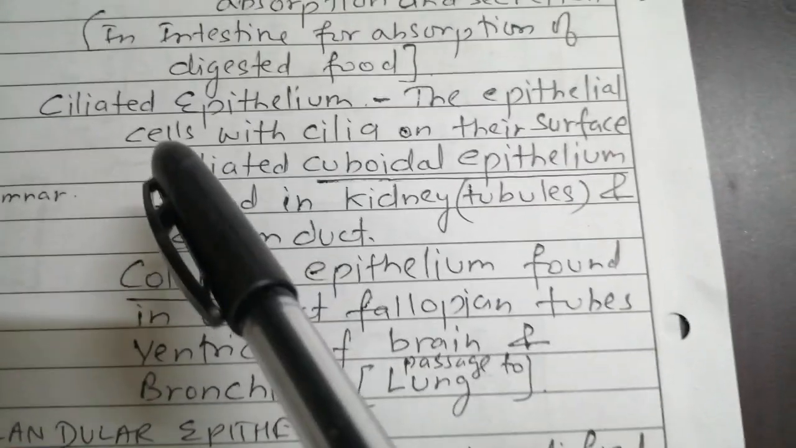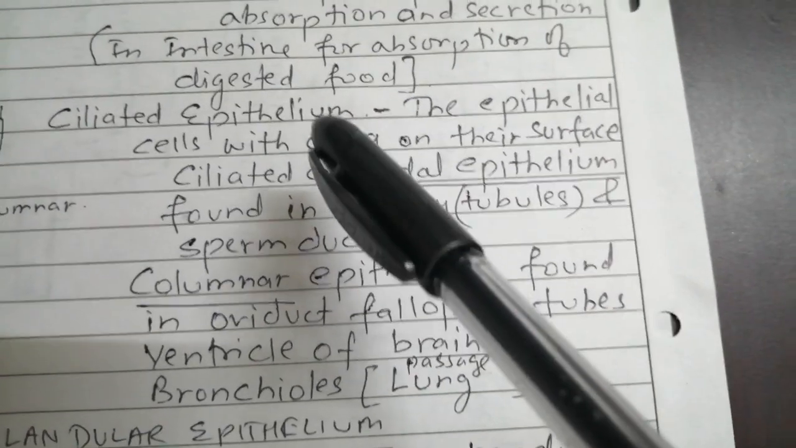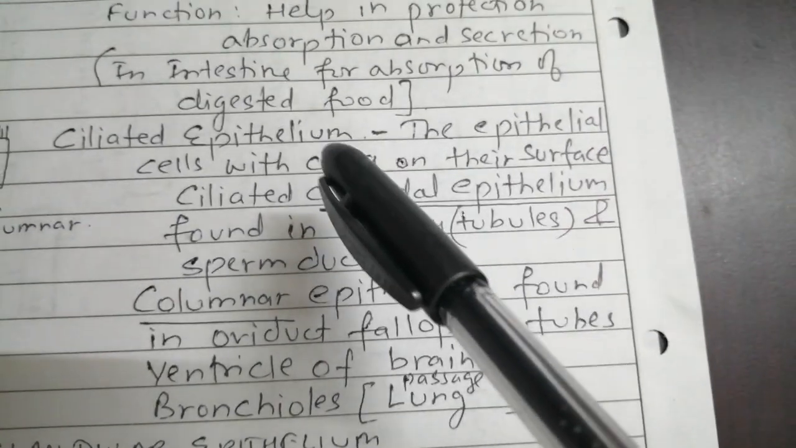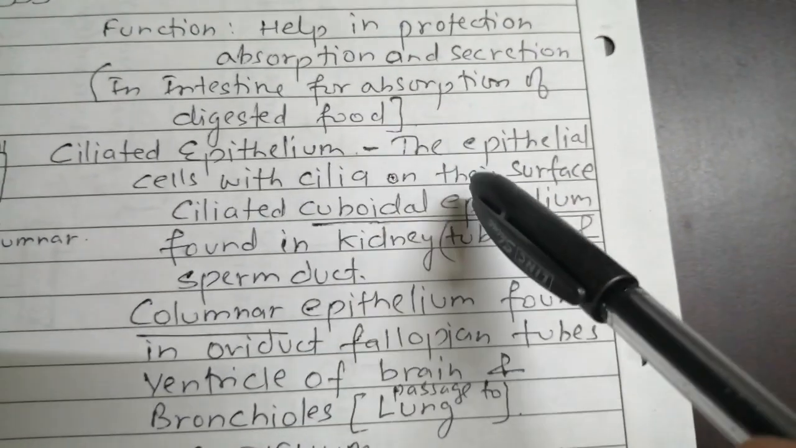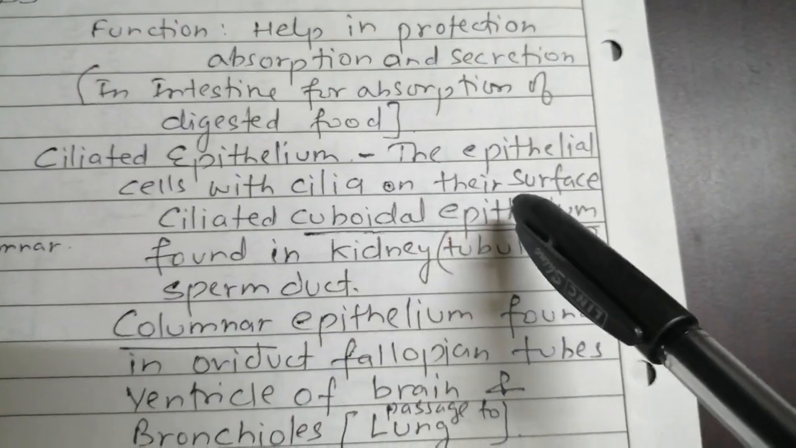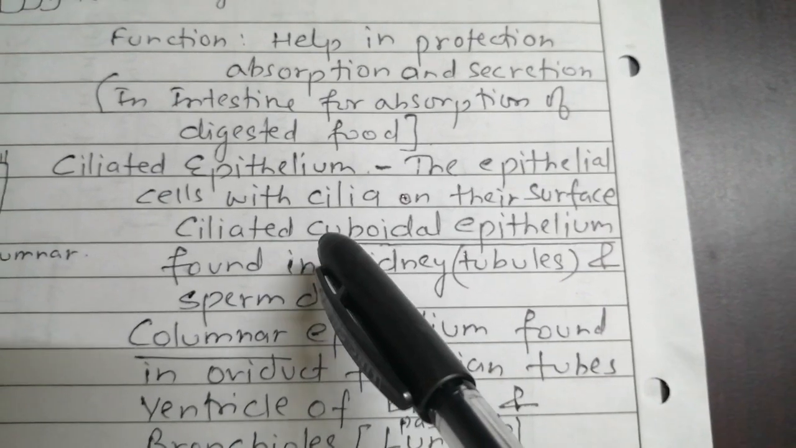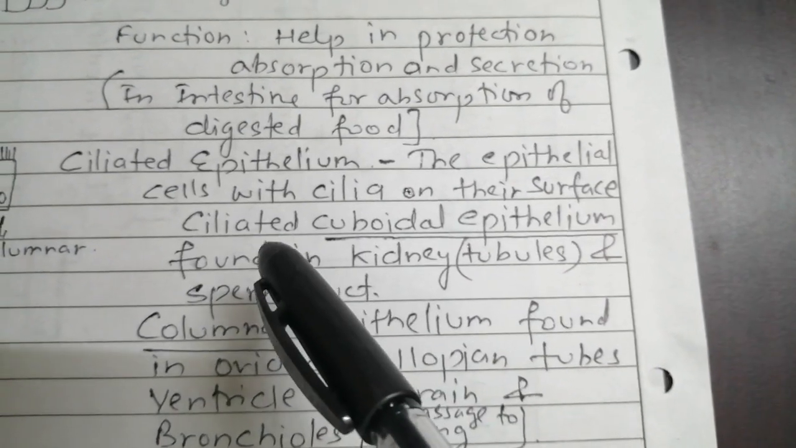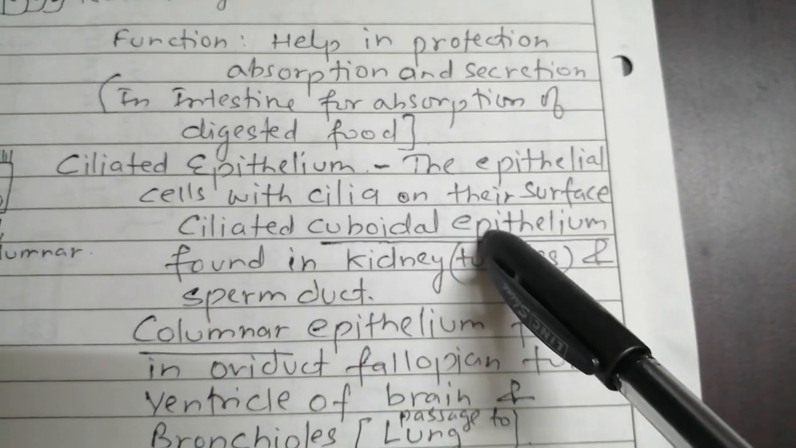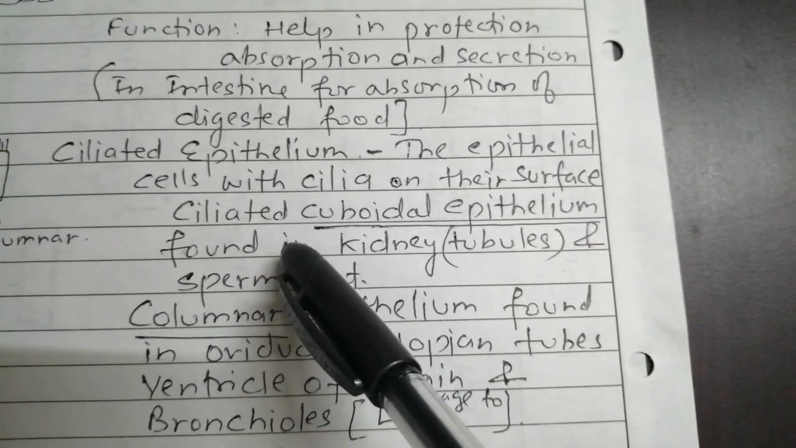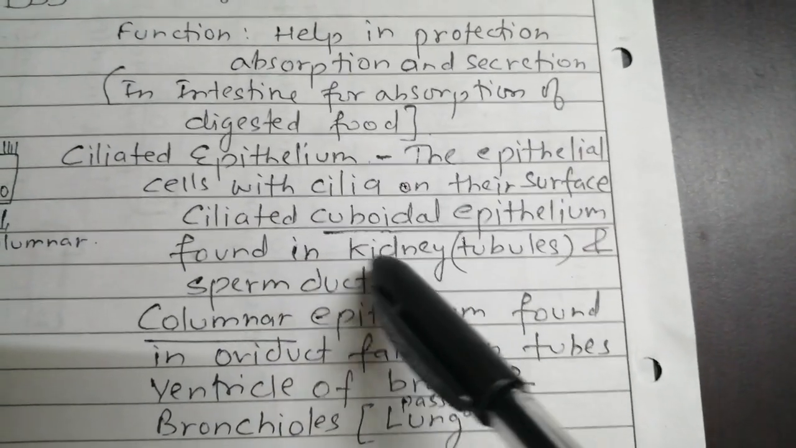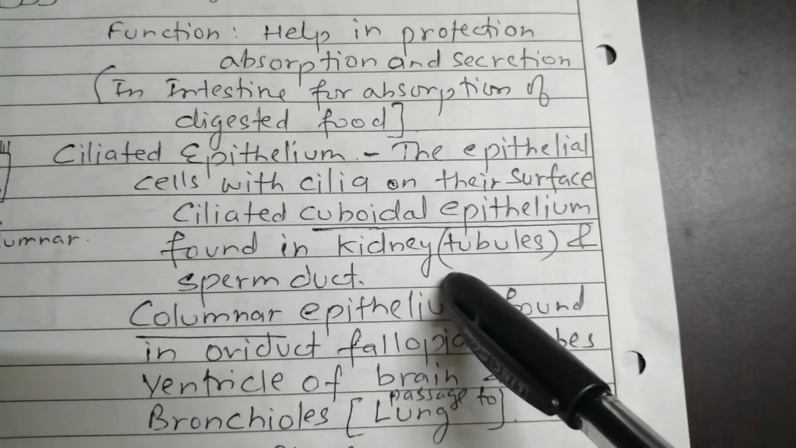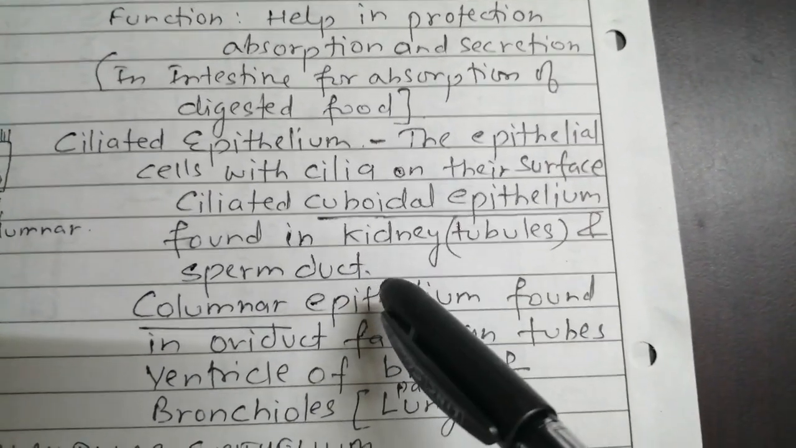Now, children, comes the ciliated epithelium. Cilia are hair-like structures and they help in movement. The epithelial cells with cilia on their surface are known as ciliated epithelium. Now comes ciliated cuboidal epithelial cells. The cuboidal cells with cilia are known as ciliated cuboidal epithelial cells. They are found in kidney tubules and the sperm duct.